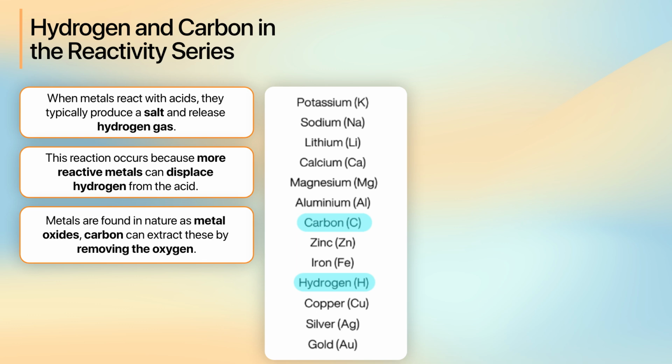By including hydrogen and carbon in the reactivity series, we can better predict the outcomes of metal reactions with acids and understand the extraction processes used to obtain metals from their ores.